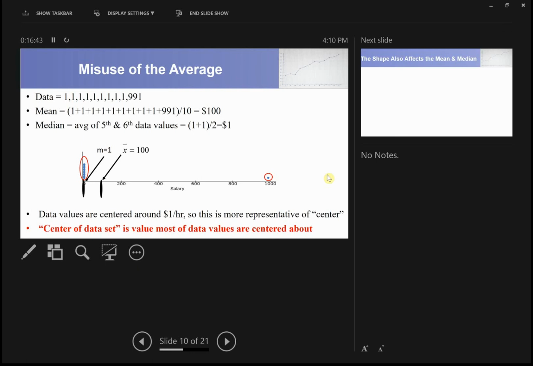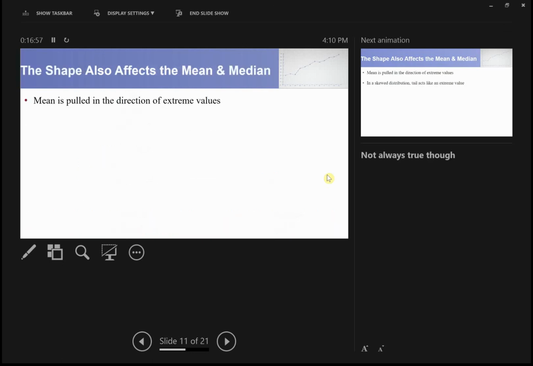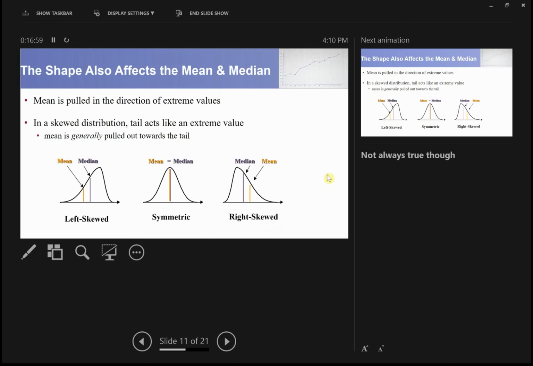Any questions? So you hear a lot of times that statistics don't lie, but liars use statistics. This is a situation where that sort of thing can happen quite easily. So it happens not just with outliers, though. One of the reasons why we're interested in the shape is because the shape also affects where the center is.